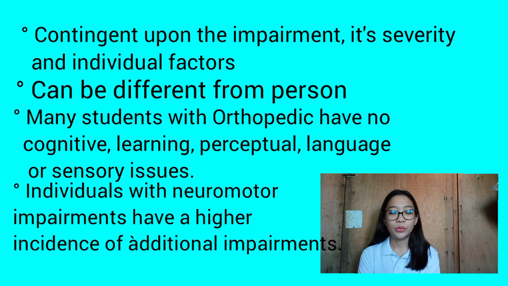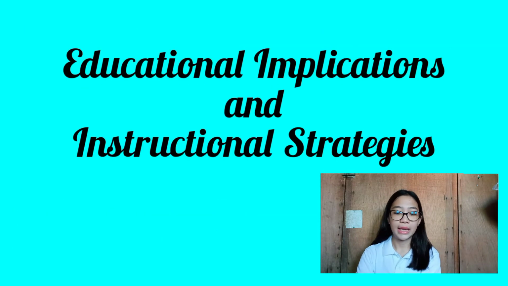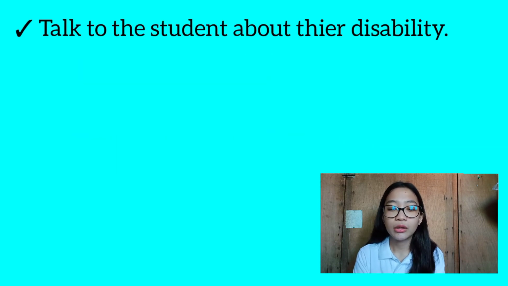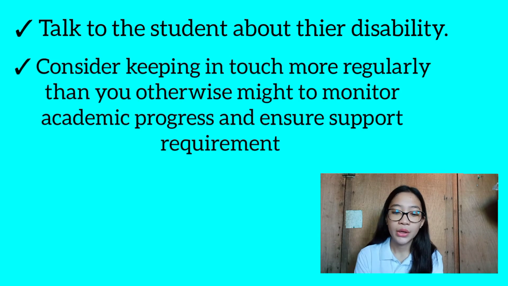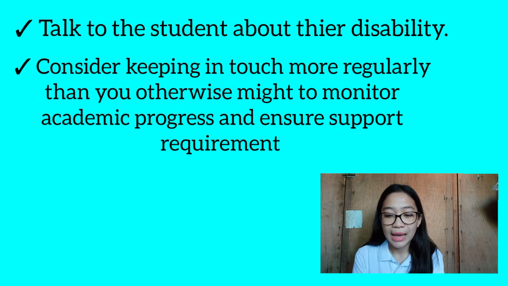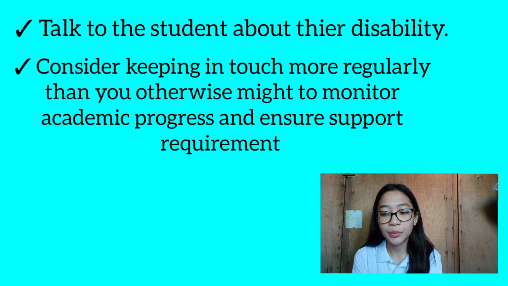There are also educational implications and instruction strategies in communication. First is talk to the students about their disability. You have to ask them discreetly about the impact of their disability and discuss with them what might be helpful. Never ask or expect a student to discuss personal or medical details with you. Second, consider keeping in touch more regularly than usual, to monitor academic progress and ensure support requirements are being met.